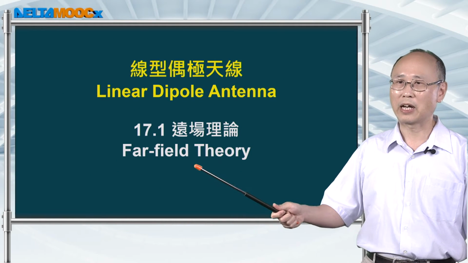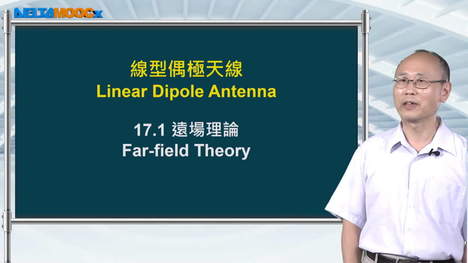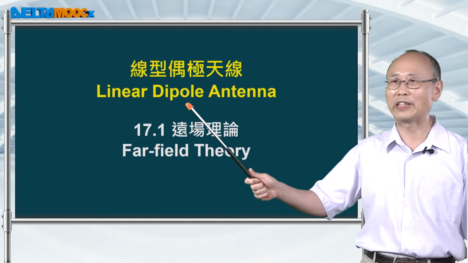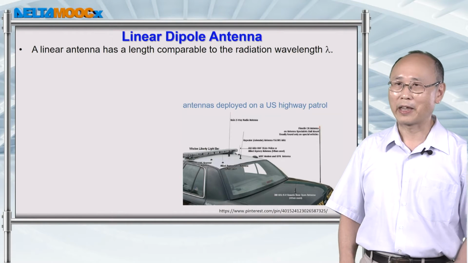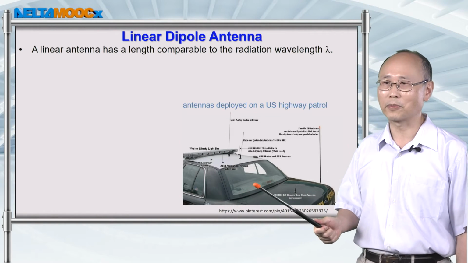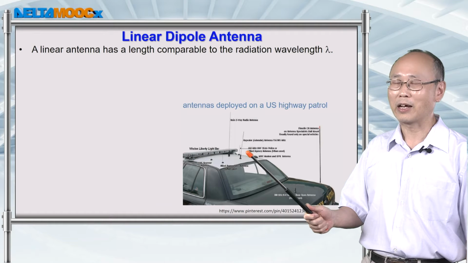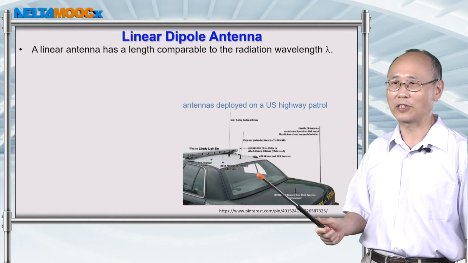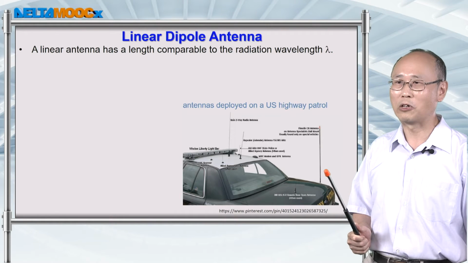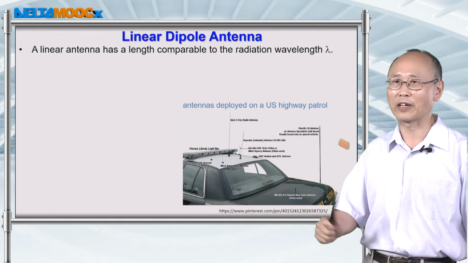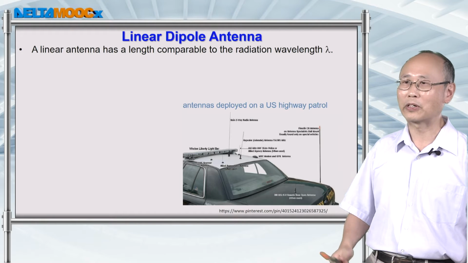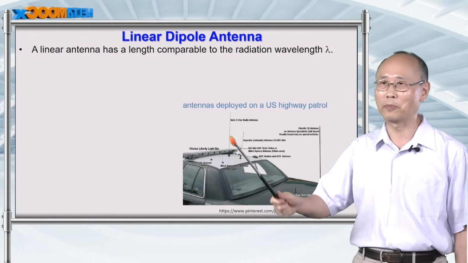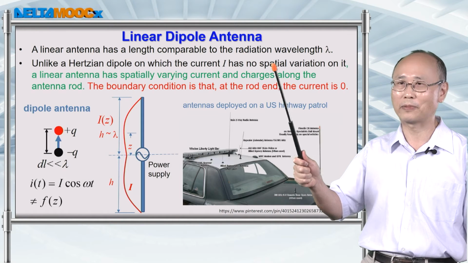So the section 17.1 is going to be about the far field theory of a linear dipole antenna. And initially, I want you to look into this police car. And you can see that there are a few antennas equipped on this police car. There are long antennas and short antennas. And in this lecture, we're going to look into long antennas, and the length of it is going to be comparable to the radiation wavelength.